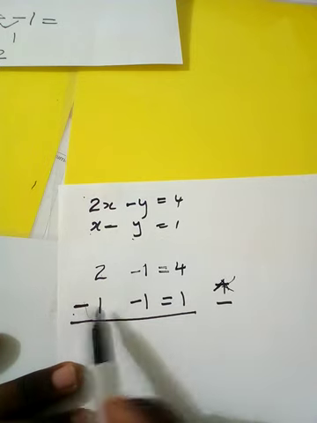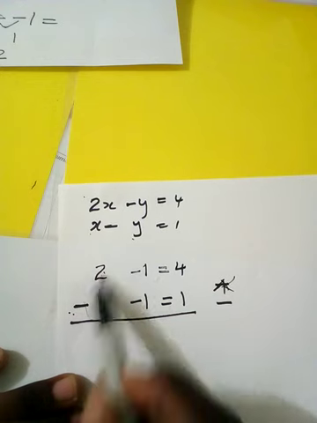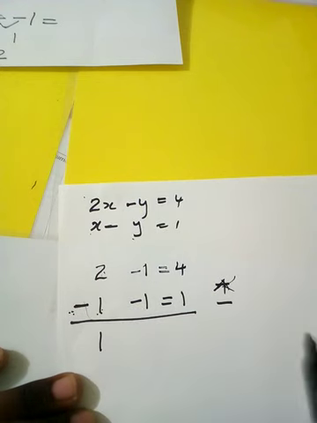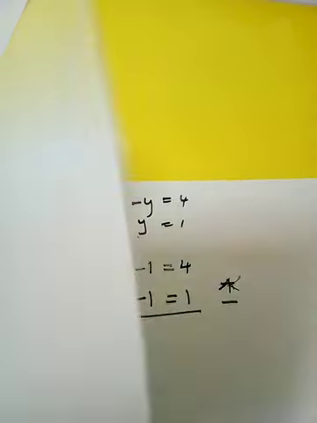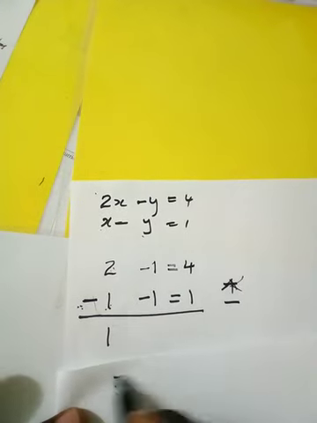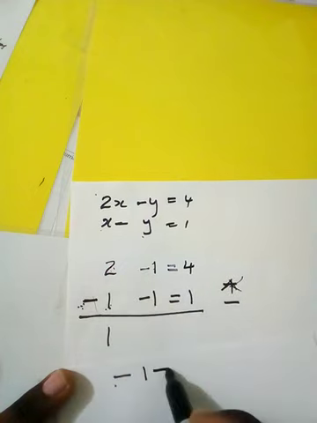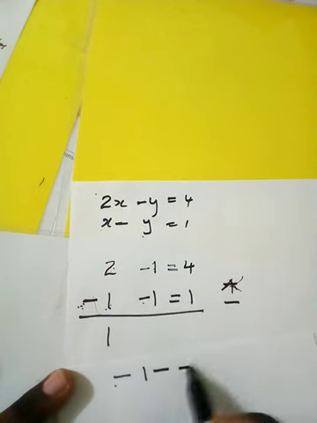So let's go now. 2 minus 1. This is how I move: top, sign, bottom. 2 minus 1 gives us 1. Now, -1. Let me show what this is saying. This is saying -1, top, sign, minus 1.